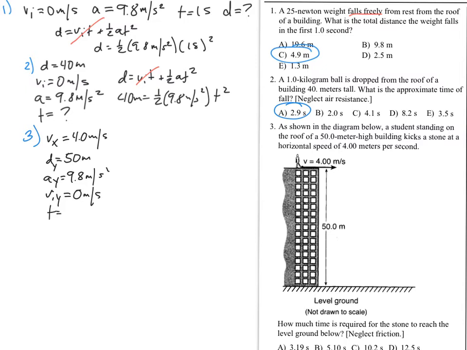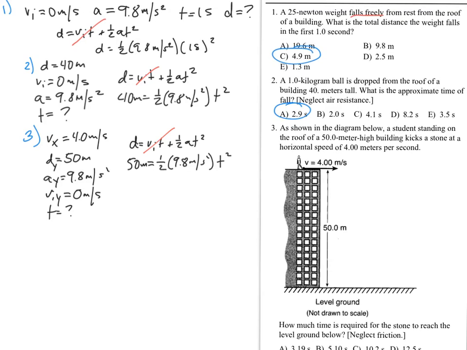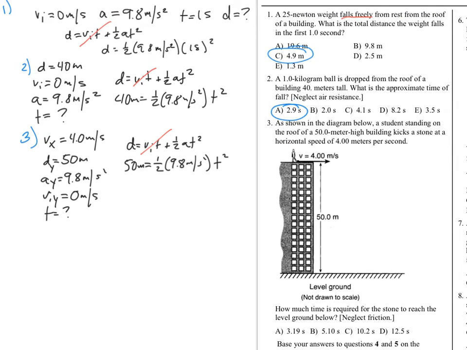We're looking for the time in this problem. Just like the previous 2, we use the same exact equation. Once you solve for t, the choice you should obtain is choice A, 3.19 seconds.